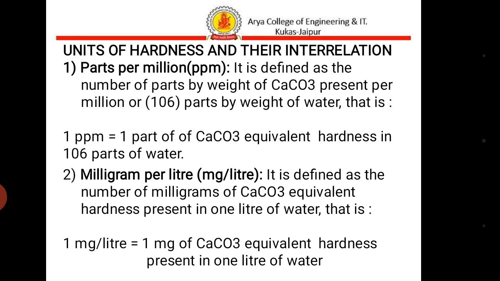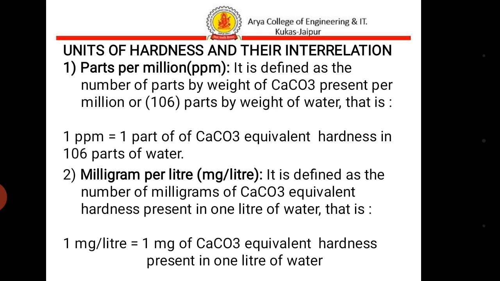Now we'll discuss about units of hardness and their interrelation. First, ppm. ppm means parts per million. It is defined as the number of parts by weight of calcium carbonate present per million parts by weight of water, that is 1 ppm equal to 1 part of calcium carbonate equivalent hardness in 10^6 parts of water.